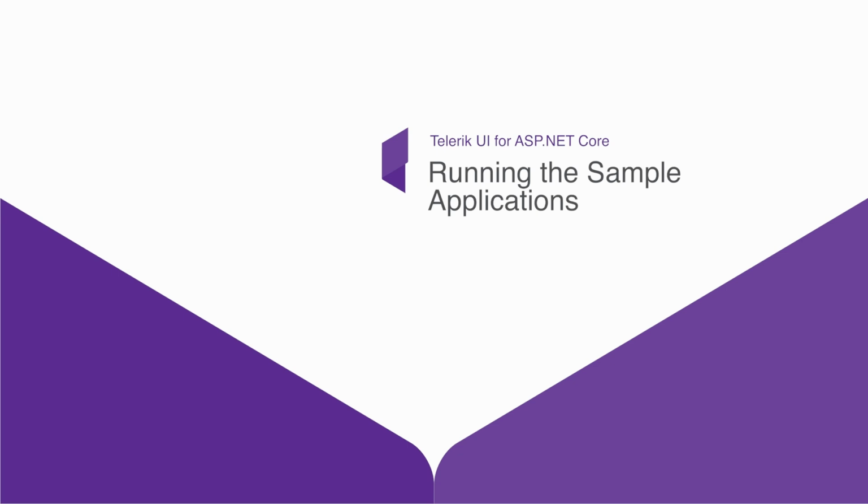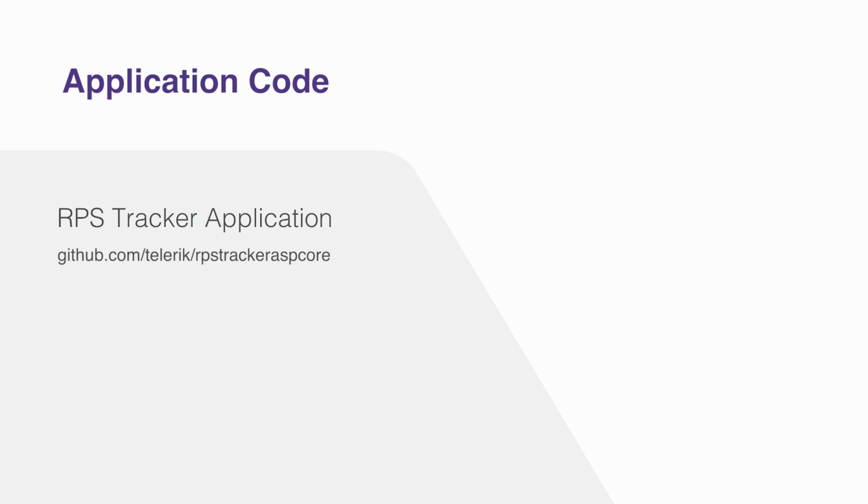You might want to follow along as we progress through this course, and in order to do that, there are two projects that are available on my GitHub account that you might want to download or clone locally. The first project is RPS Tracker ASP Core, and this is the RPS Tracker application built using ASP.NET Core. This version does not have any Telerik UI in it yet, so this is the starting point of our course. If you want to follow along with what we're doing exactly, you can download this as your starting point too.